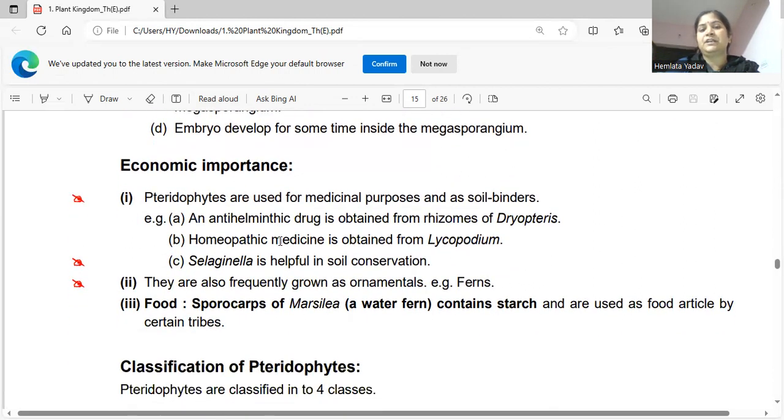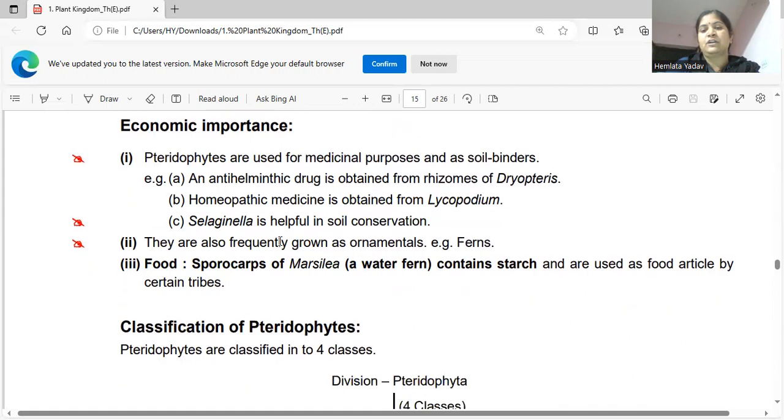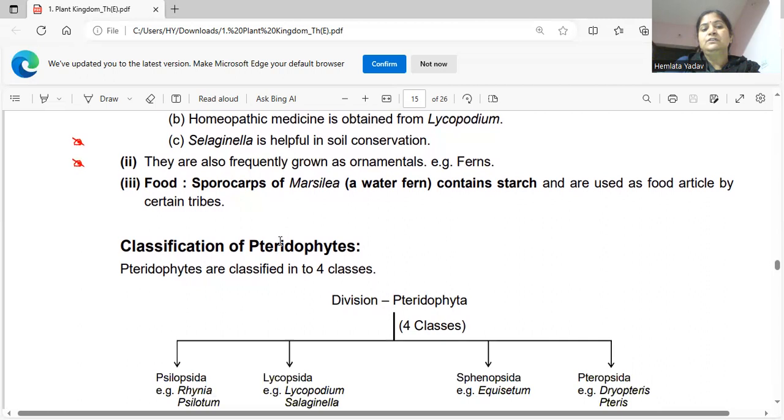Economic importance of the pteridophytes: they are used for medicinal purposes and are also soil binders. An anthelmintic drug is obtained from the rhizomes of Dryopteris, and homeopathic medicine is obtained from Lycopodium. Selaginella is helpful in soil conservation. They are also frequently grown as ornamental ferns. The sporocarps of Marsilea, a water fern, contain starch and are used as food by certain tribes.